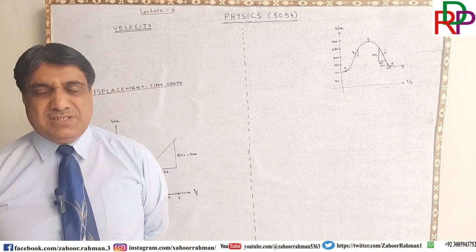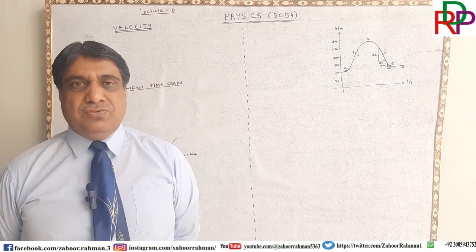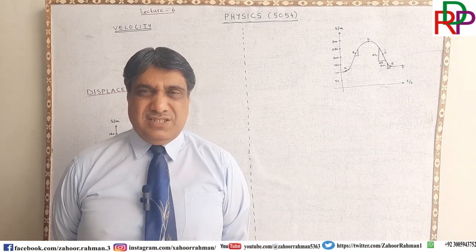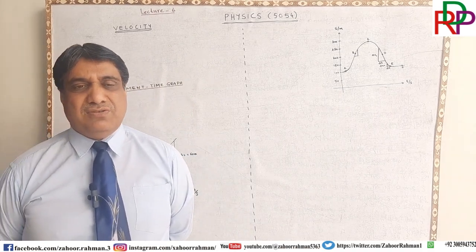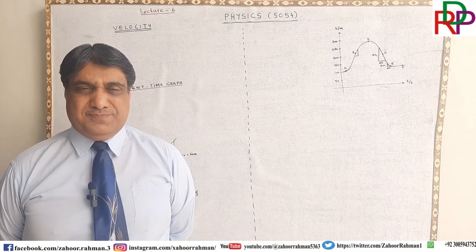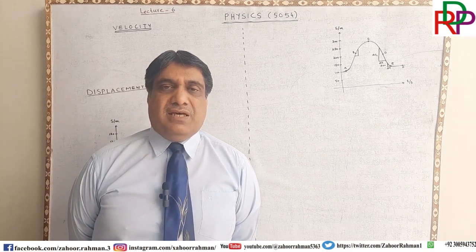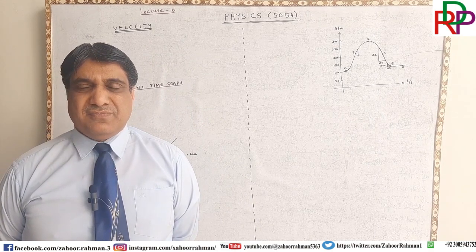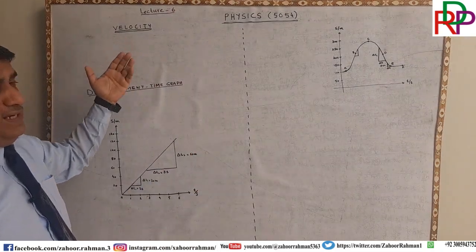This is lecture number 6 of topic number 2, which is related to speed, velocity, and acceleration. In the last lecture, we talked about speed and different types of speed. You know that speed is a scalar quantity. It doesn't have any direction. While today we are going to talk about velocity.